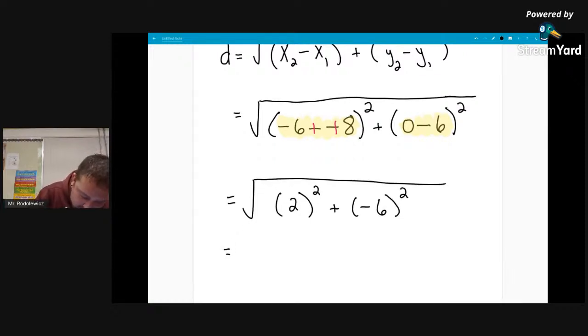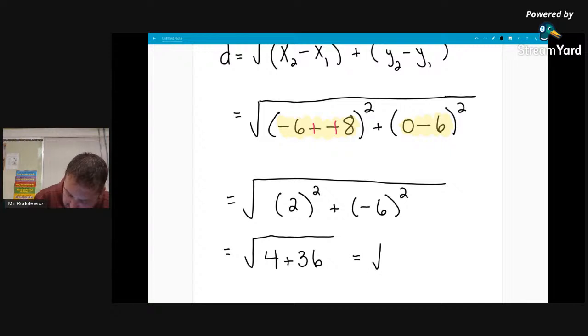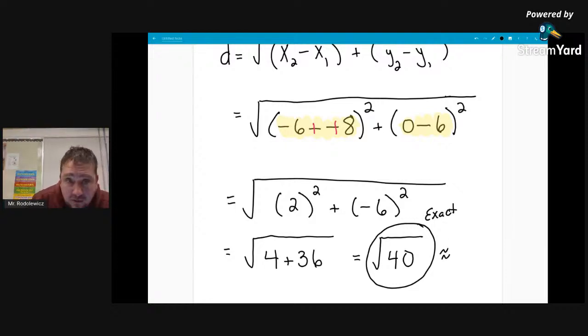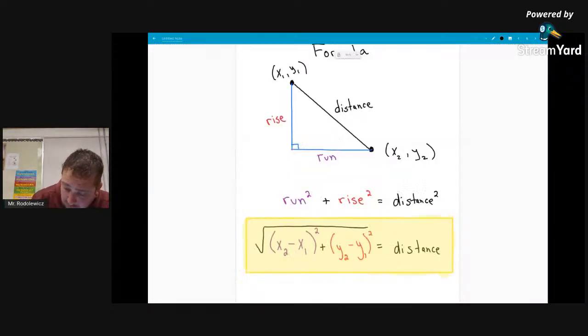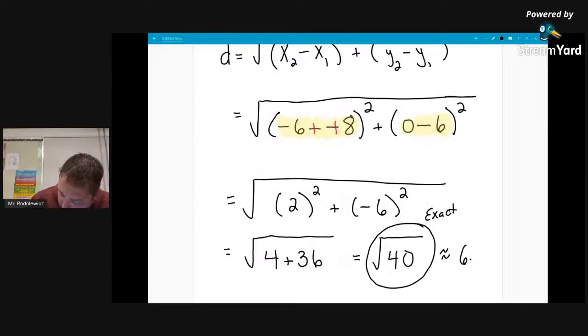Order of operations now tells us to do the exponent. 2 squared is 4. -6 squared is 36. Order of operations tells us to combine that to 40. And there's our exact answer, which we use a calculator to approximate. I forgot what it was. I want to say 6.2. Is that what we saw before? 6.3. But yeah, you can see we get 6.3 as our approximate answer. And that's the distance formula.